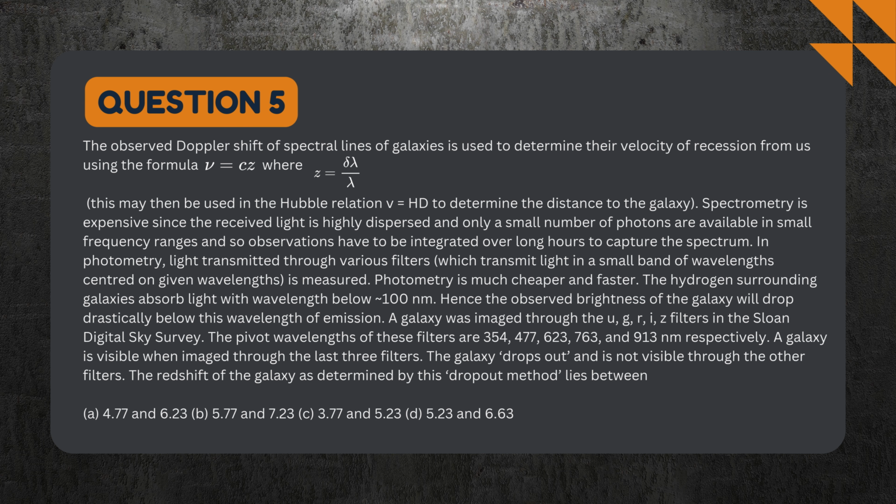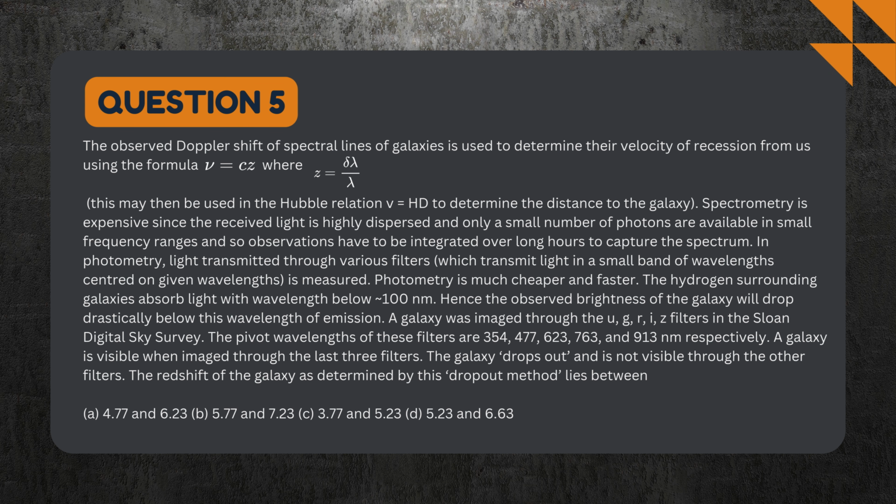Question 5. The observed Doppler shift of spectral lines of galaxies is used to determine their velocity of recession from us using the formula shown. Spectrometry is expensive since the received light is highly dispersed and only a small number of photons are available in small frequency ranges, and so observations have to be integrated over long hours to capture the spectrum.